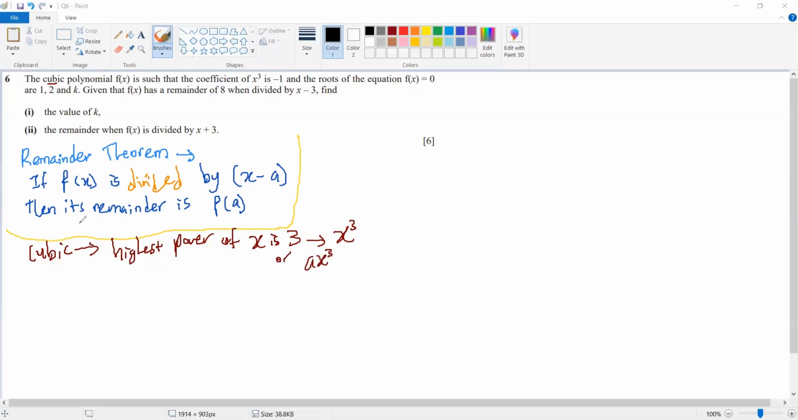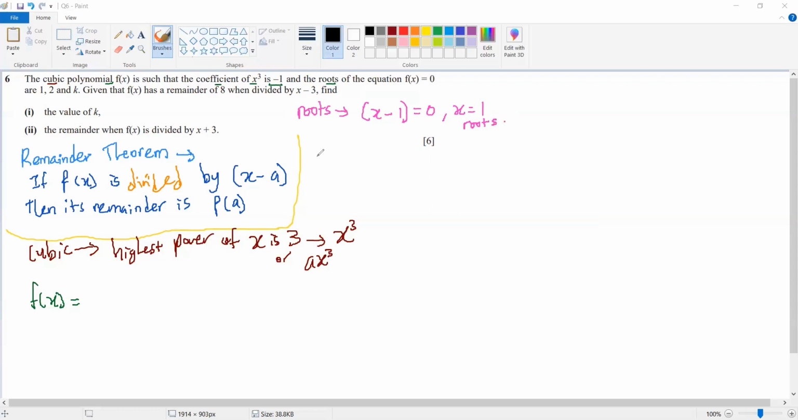So f(x), I'm just going to write this nicely. f(x) equals the cubic polynomial such that the coefficient of x cubed is -1. Then they say the roots. Roots means what? We need to know these individual words. Roots is also used in quadratics. Whenever you see the word root, take note: it means that if you want to solve x minus 1 equals 0, then x equals 1 is a solution of that.